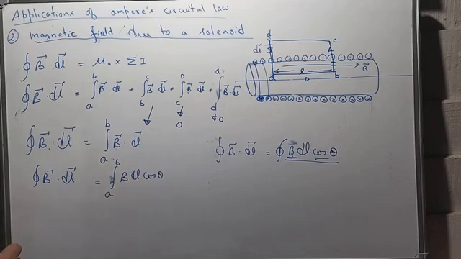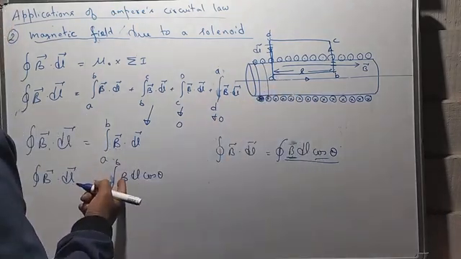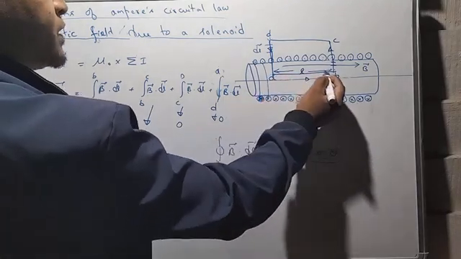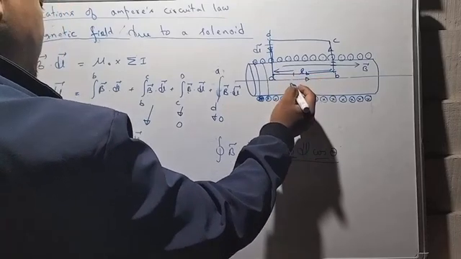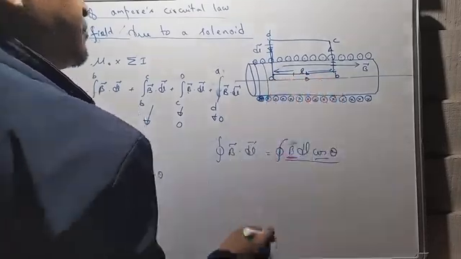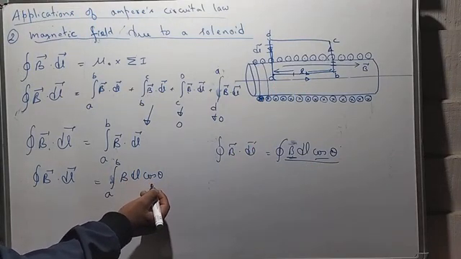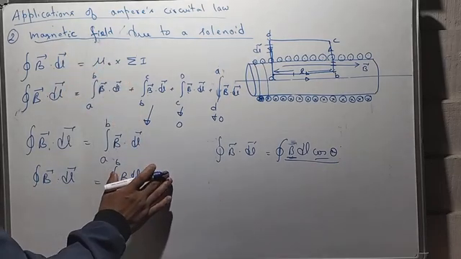And what is the angle theta in this case? The angle theta is the angle between B and dl along the part AB. Along the part AB, if you consider a small element dl, both B and dl make an angle of 0 degrees. So if you put theta equals 0, then cos 0 is 1, and 1 times B dl will be just B dl.